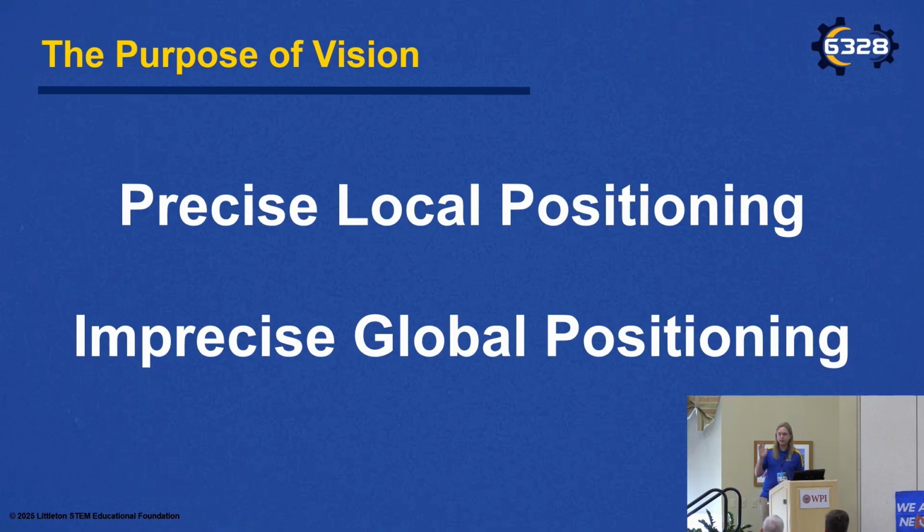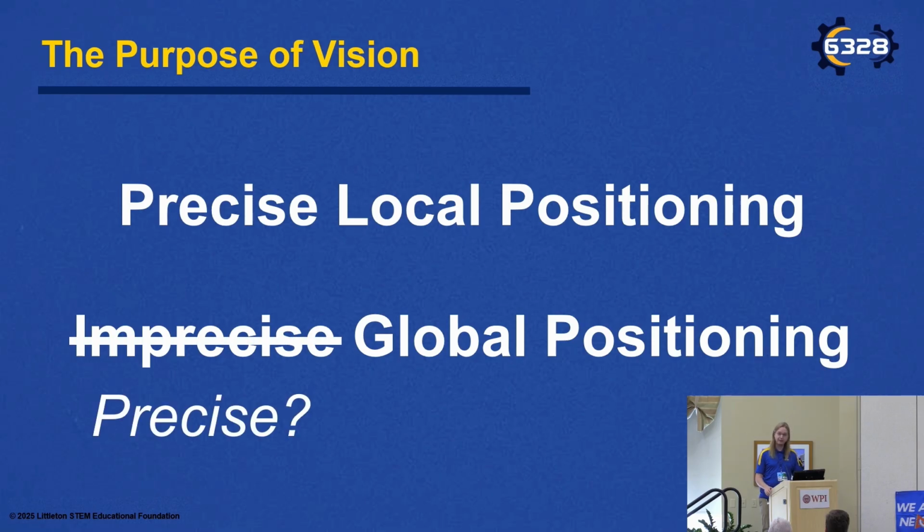Okay, so in summary, this is really the framework that I'm going to focus on, that we've seen define some of the best localization systems in the world. They are consistently achieving precise local positioning and imprecise global positioning. Now, I do also want to preemptively address a question you might have when I present this, which is, what about precise global positioning? Would that not be even better than imprecise global positioning?